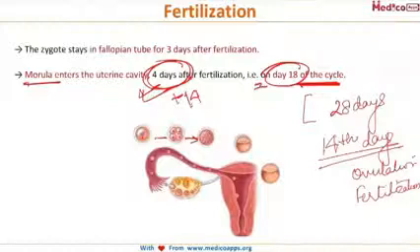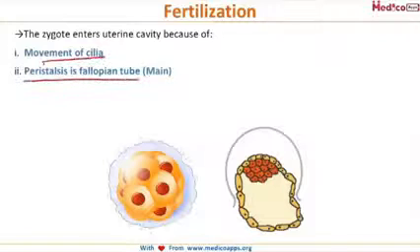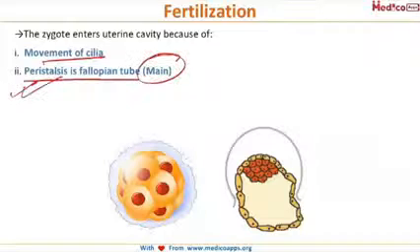Now, what helps in the movement of the zygote towards the uterine cavity? That is because of the movement of the cilia present in the fallopian tube as well as the peristalsis of the fallopian tubes. And among these, the peristalsis is the major factor. Now, here we have a clinical implication of this, that in case of pelvic inflammatory disease, either due to tuberculosis or any other infection, when the cilia are damaged, then the movement of the zygote is hampered, and thus it leads to ectopic pregnancy. That is, the zygote gets implanted in the fallopian tube itself.